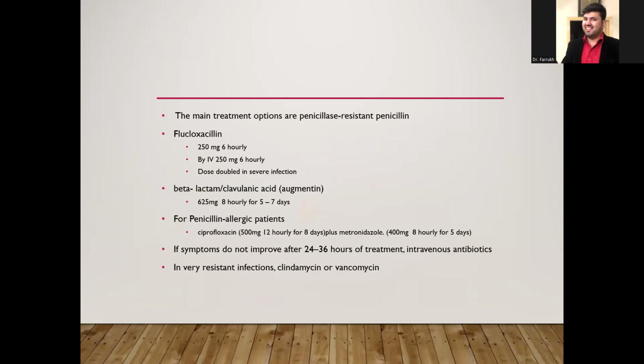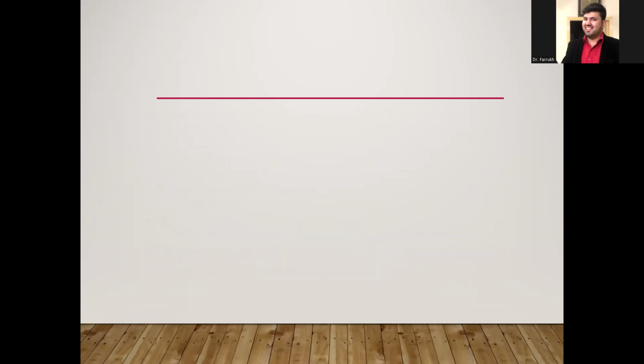Flucloxacillin 250 mg 6 hourly by IV, dose doubled in severe infection. Beta-lactam with clavulanic acid, Augmentin, which is very common, 625 mg 8 hourly for 5 to 7 days. For a penicillin-allergic patient, ciprofloxacin 500 mg 12 hourly plus metronidazole. If the symptoms do not improve after 24 to 36 hours of treatment, intravenous antibiotics should be given. Okay, in very resistant infection, clindamycin or vancomycin. Okay, you should do this.